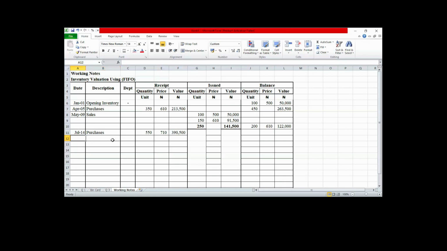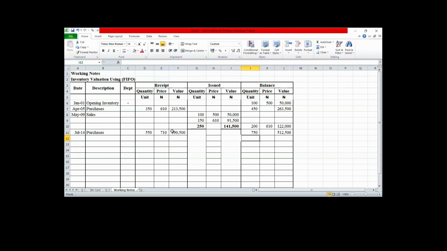You will now add the quantity and the value together: quantity against quantity, value against value. Previously we had a balance of 200 units of stock in the warehouse. We bought another 550. What do we now have as the total? 750. What about the value? We have 122,000 plus the new value of the stock we have purchased, which is 512,500.